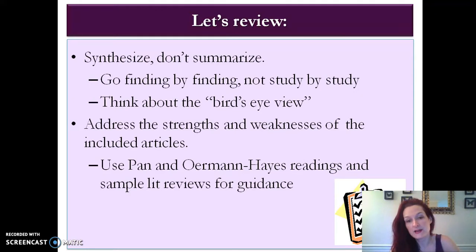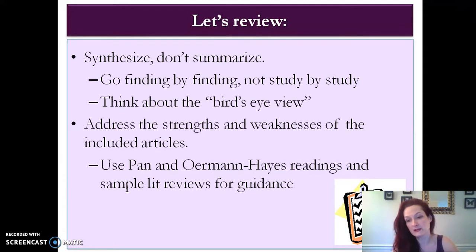Think about the bird's eye view. Think about the big picture. If you were riding in an elevator with me from the first floor of a skyscraper up to the 20th floor, and you only had that length of time to sum up for me everything that we know from this body of literature, you couldn't go study by study. You don't have time. So just give me the broad strokes. What would you tell me? And that is what we're doing in a literature review.